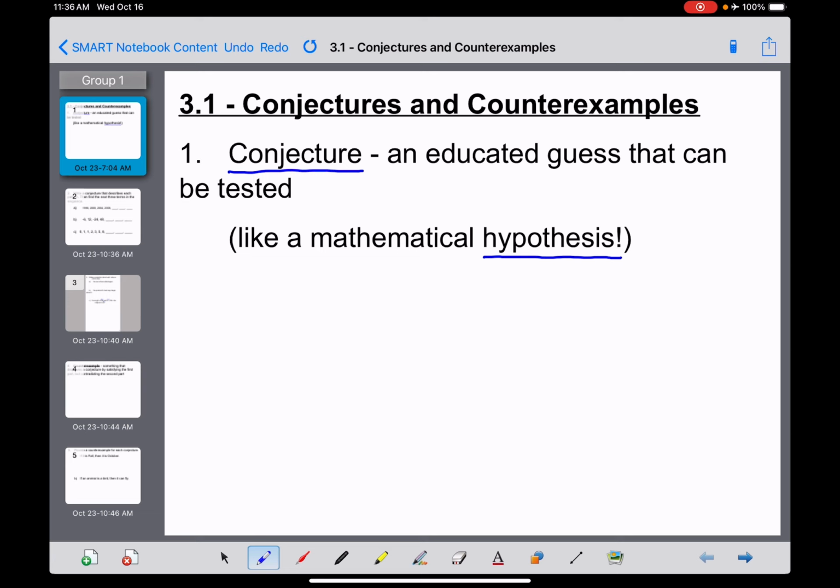Just like a hypothesis, a conjecture has to be an educated guess. It's not just something random that you just say, oh yeah, this is going to happen. There's got to be some reason why you might think that, but the important thing is what comes at the end of this definition, that a conjecture can be tested to determine whether it is true or false. And obviously in math, we're much more interested in true conjectures than we are in false ones, but that's the definition of what that word means.